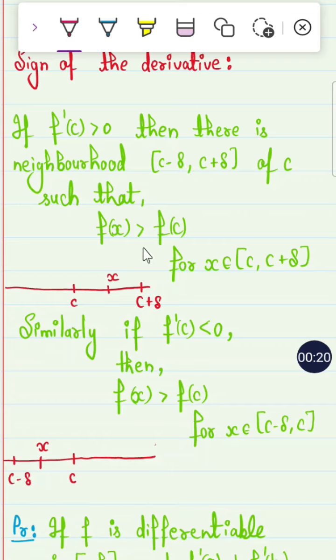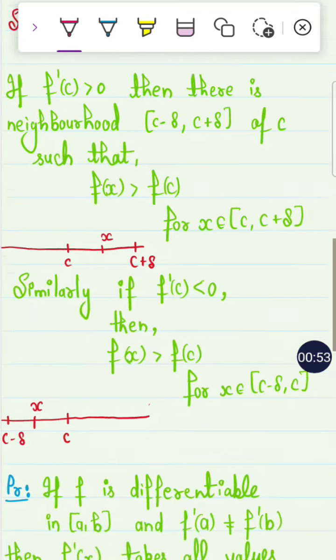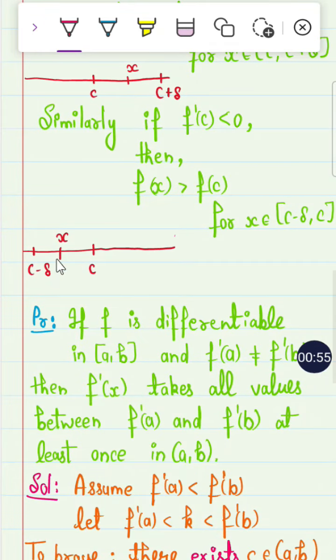If it is greater than 0, then there exists x in the positive side of c, that means x is in between c to c plus delta, then f x is greater than f c. If f dash c is less than 0, then x lies in between c minus delta comma c, okay, because it is less than 0. This implies that f x is greater than f c. Both times f x is greater than f c is true, but for which interval this holds, we have to know this only, okay. This makes the difference of sign.